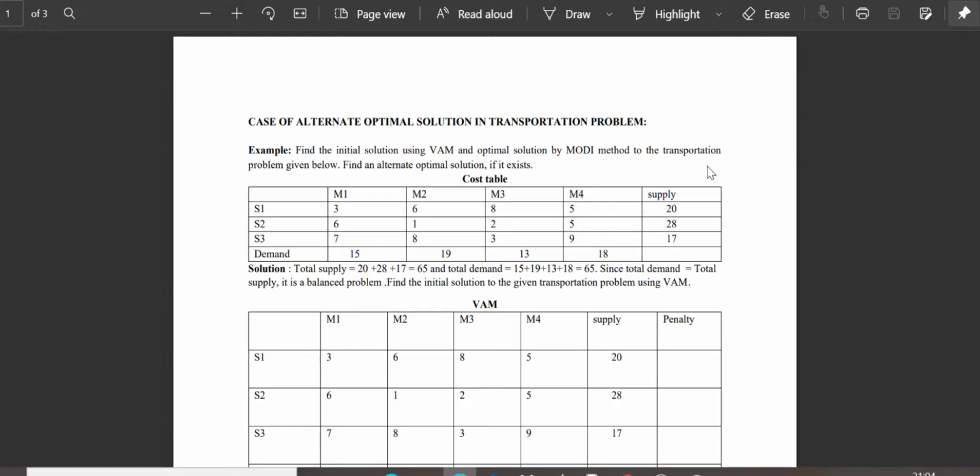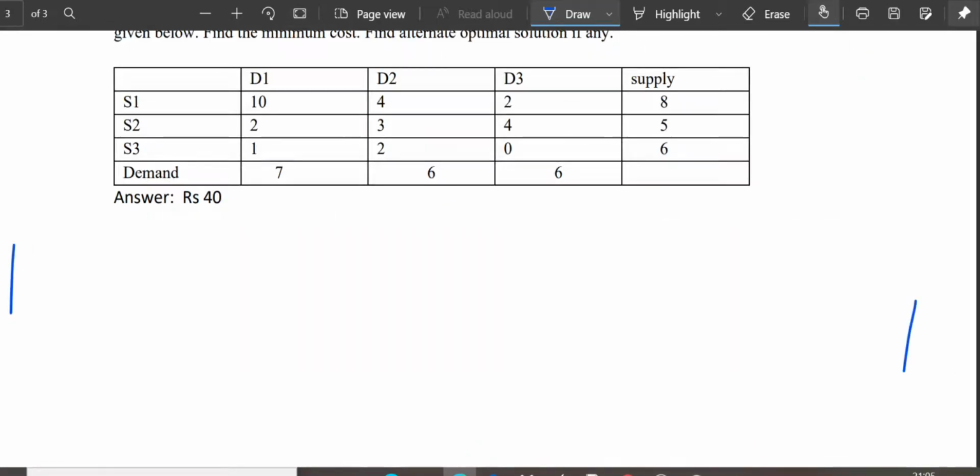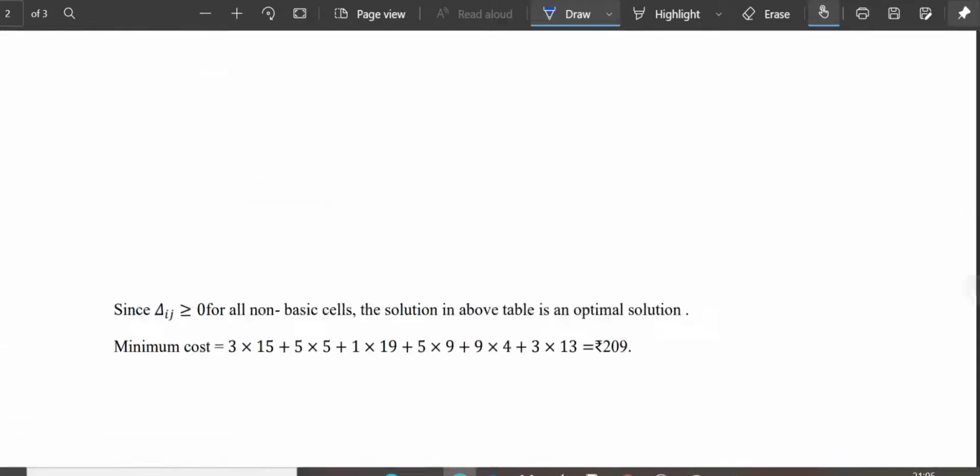See, in exams, nobody will let you know that this is the case of alternate, this is the case of unbalanced or maximization. They will simply write down, find the initial solution using VAM and optimal solution by Modi method. Either they write down like this or they write down minimize the cost in the following transportation problem. That's it. They will never say it is a question of this type. You have to see what type of a question it is, and we will come to know what type of a question it is only when we solve it, right? So let me start as usual.